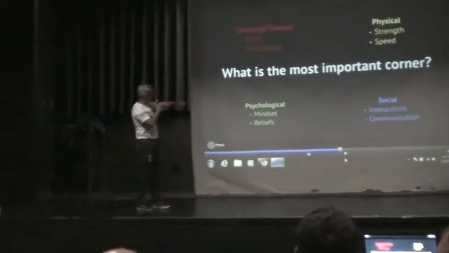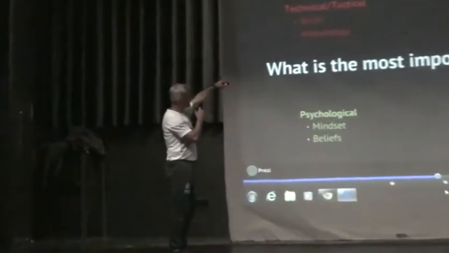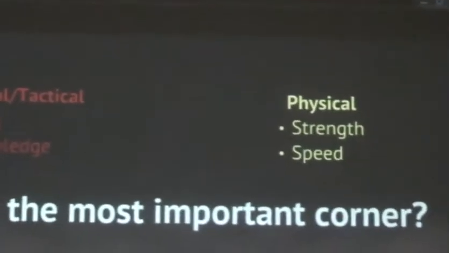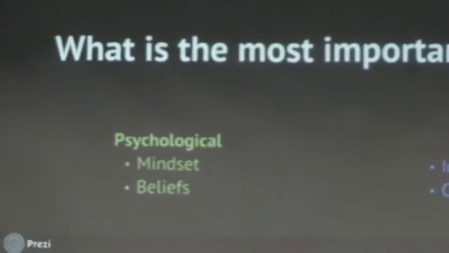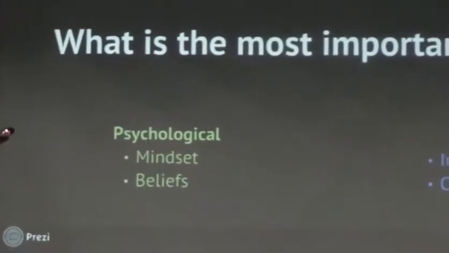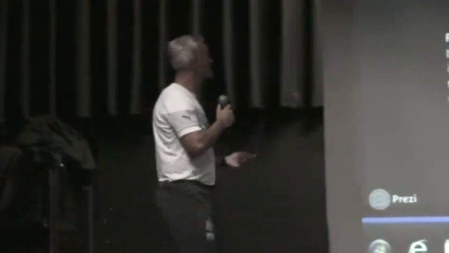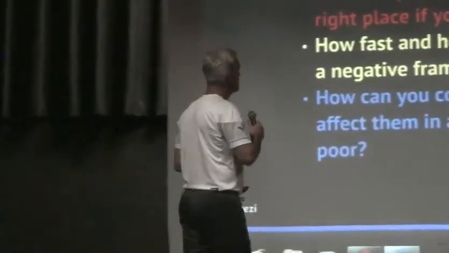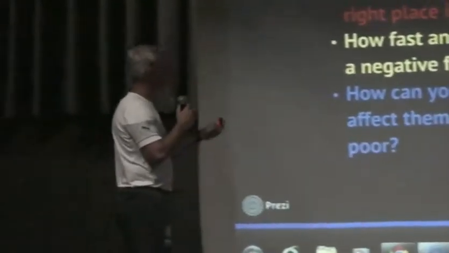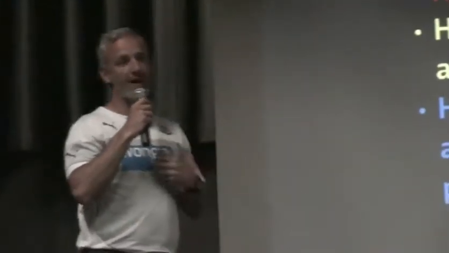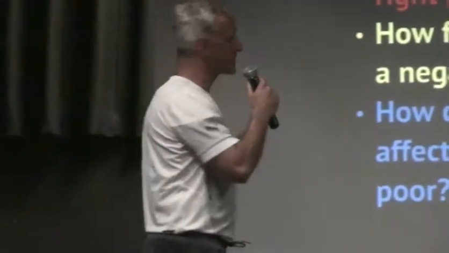But for me, these are just key words for me. Like I mentioned before, technical and tactical are your skills and your knowledge. Physical is your strength and your speed. Your psychological is your mindset and your beliefs, and I'm going to talk about those in a minute. And your social is your interactions and your communication. I just wanted to ask some of these questions, just for me to try and demonstrate why I feel the psychological side is so important.